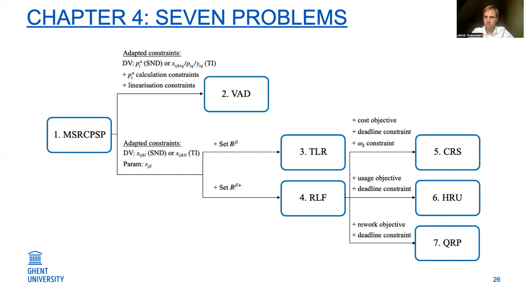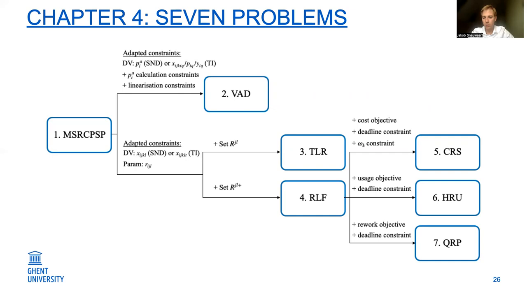For all other problems, we specify that also resources with a higher level can execute the activity. Then extensions 5, 6, and 7 can be created from the resource level flexibility extension. For the cost of resource skills extension, we just need to introduce a cost objective, a deadline constraint, and a resource inclusion constraint. And for the heterogeneous resource usage extension and the quality extension, we just need to add respectively a usage objective and a rework objective together with a deadline constraint.